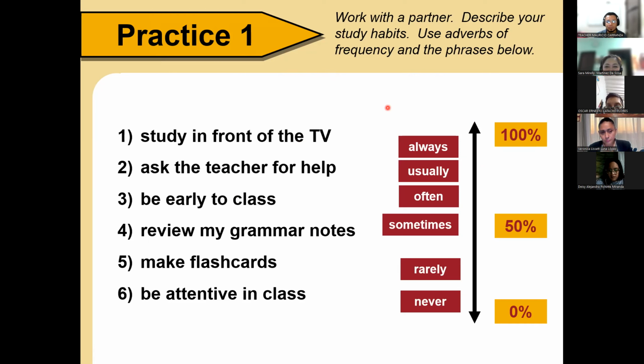Always. No, you try, at least to try. I always be early to class. I often be early to class. Okay, now I want to ask you, is this correct? I always be early to class. This true, teacher, this true.